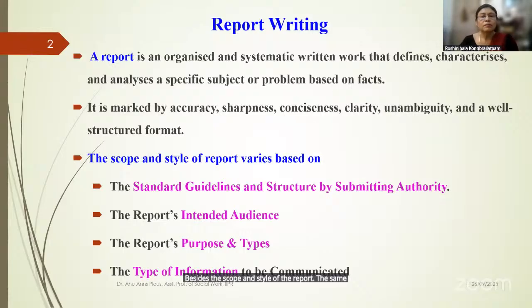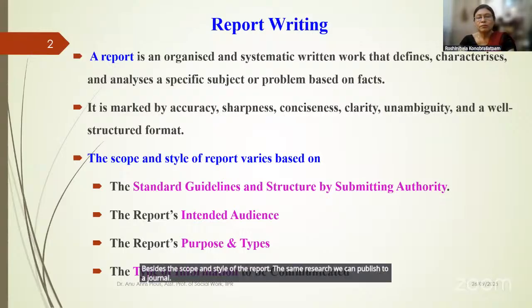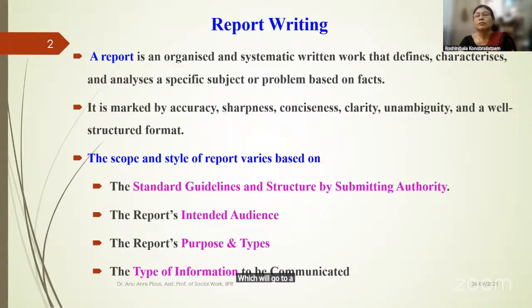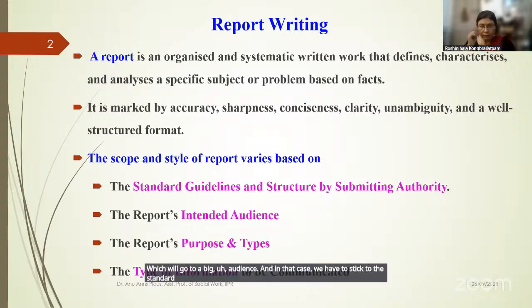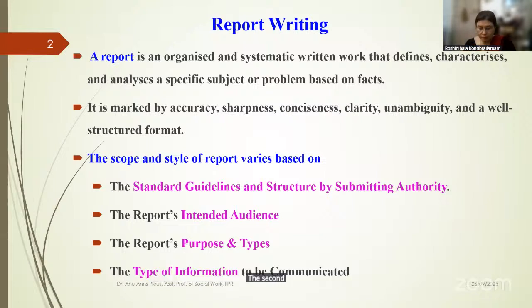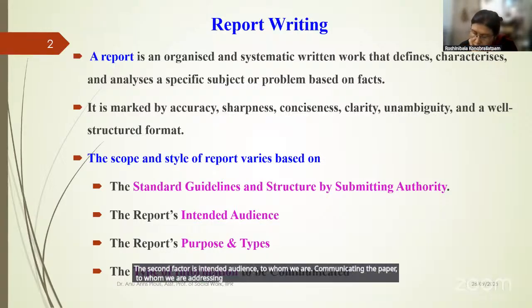The same research we can publish in a journal, which will go to a big audience. In that case, we have to stick to the standard guidelines and format of the journal that we are going to send it to. The second factor is the intended audience, to whom we are communicating the paper, to whom we are addressing the paper. That includes either a scholarly community or laypeople. For example, research published in a journal will be aimed at scholars, researchers or academicians in the field of study.